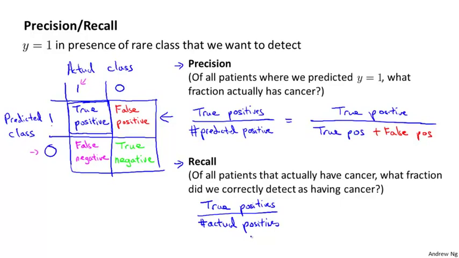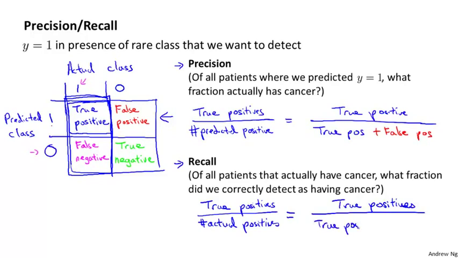To rewrite this in a different form, the denominator, the number of actual positives, is the sum of the entries in this first column over here. And so writing this out differently, this is the number of true positives divided by the number of true positives plus the number of false negatives. And so once again, having a high recall would be a good thing.